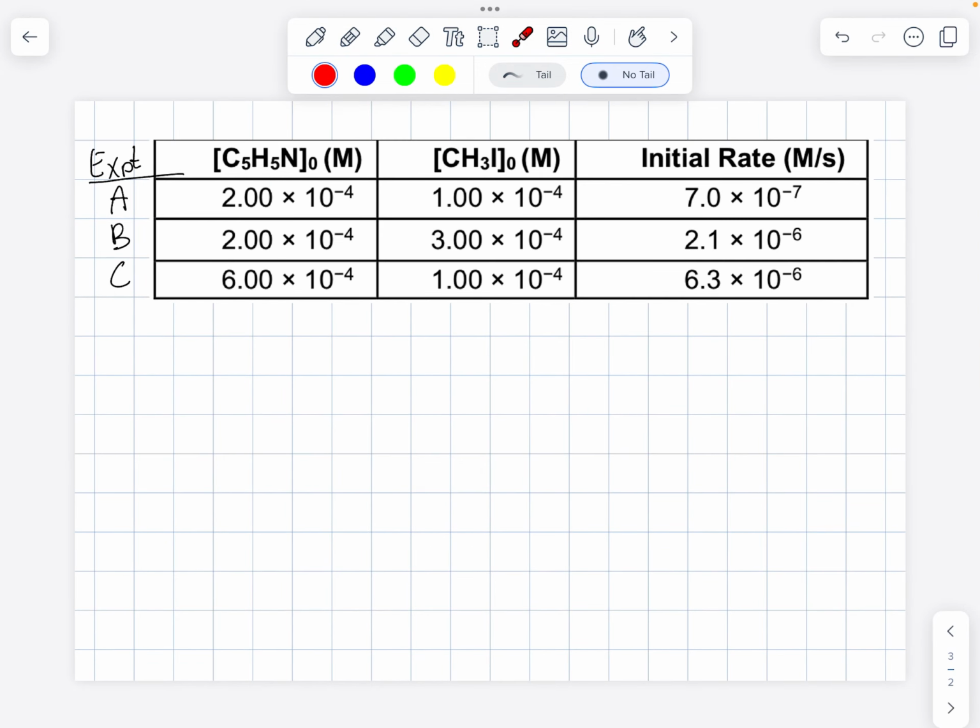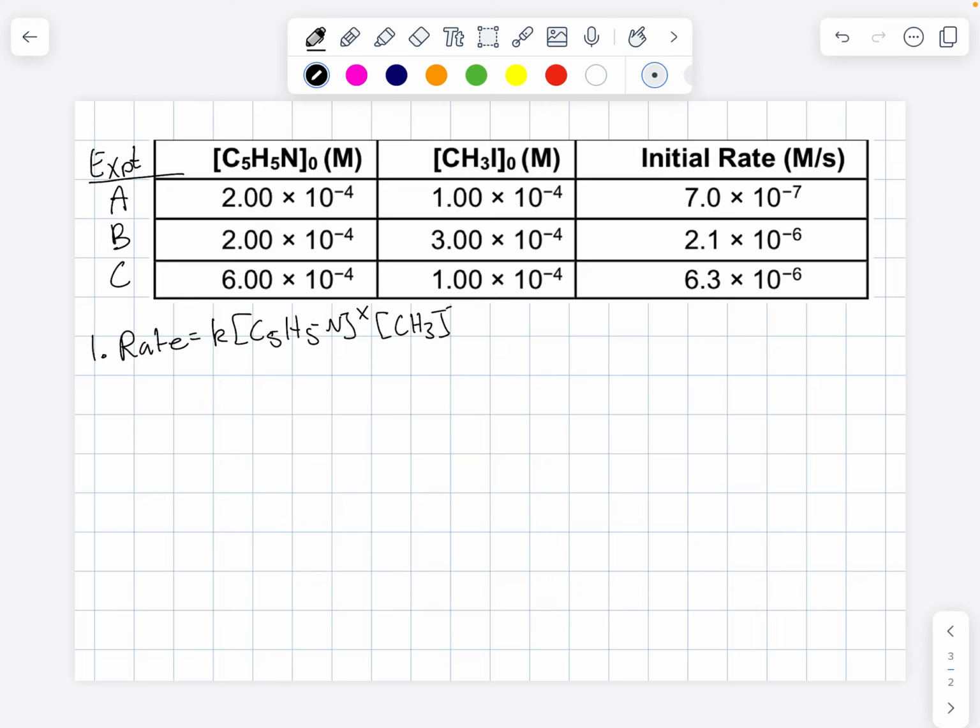Okay, so here's our problem here. Again, step 1 is the general form of the rate law. That's just rate is equal to K times the concentration of each reactant to a power. So in this case, C₅H₅N to an unknown power X, CH₃I to an unknown power Y. Now we're going to make those comparisons.